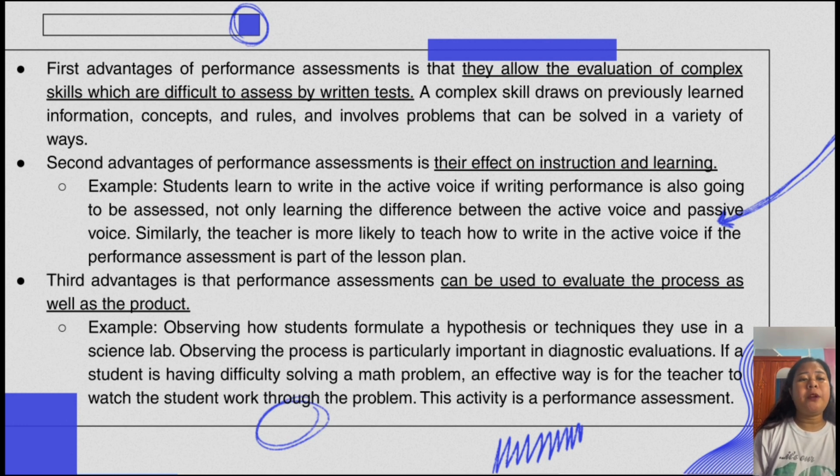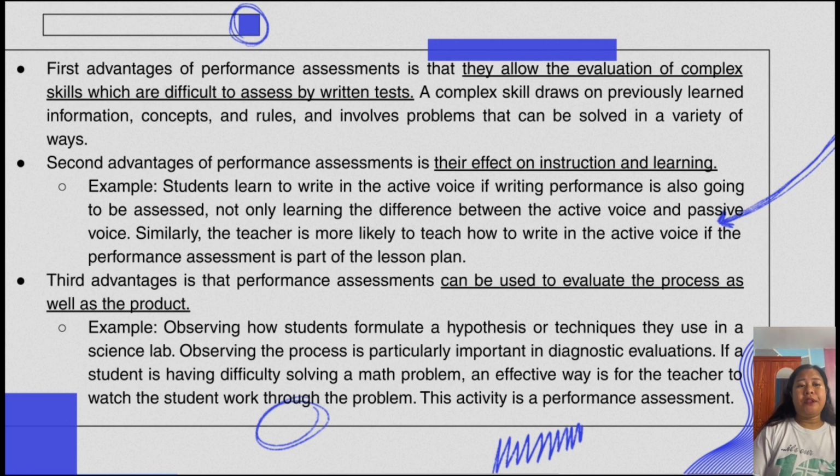So the learning of complex skills is often the ultimate justification for many subjects taught in school. Without performance assessment, proficiency with these skills generally cannot be evaluated. A second advantage of performance assessment is its effect on instruction and learning.